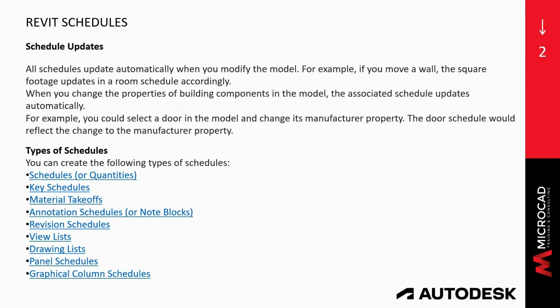So as I said, you have schedule quantities, you have key schedules. I'm going to mention both of them. Material takeoffs, note blocks. Revision schedules is another very important type of schedule, that is included within the title block and has to be included within the title block family. You have view lists, drawing lists, panel schedules, and graphical column schedules. So with that said, let me turn my screen over to Revit.